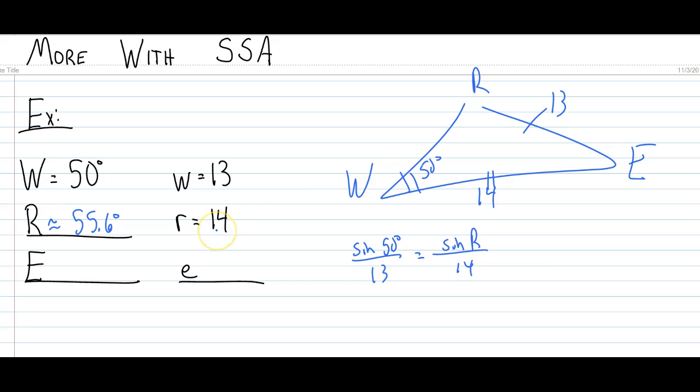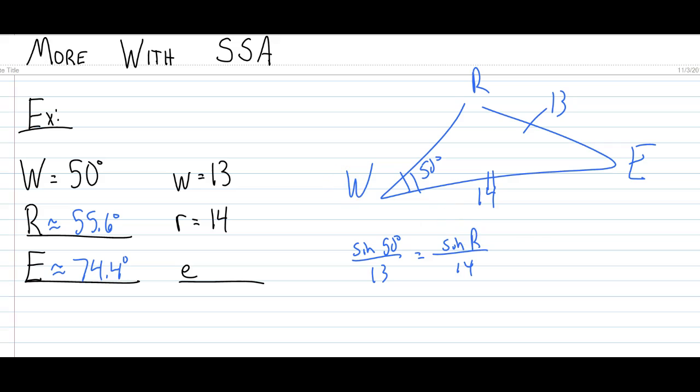And as I look at this example, now I have two of the angles of the triangle. I'll take 180 minus the given 50 minus the stored value of r, and for angle E we get about 74.4 degrees then, which is good because the only thing left now is to find the value of little e.